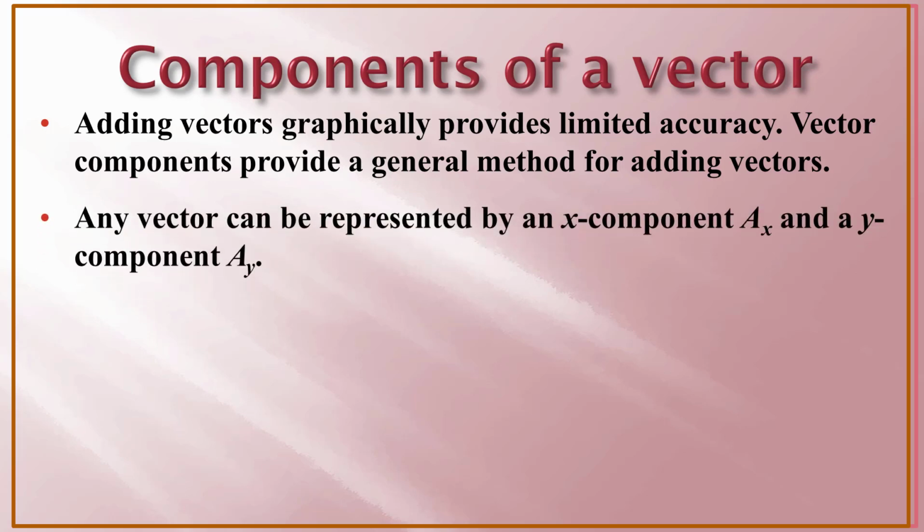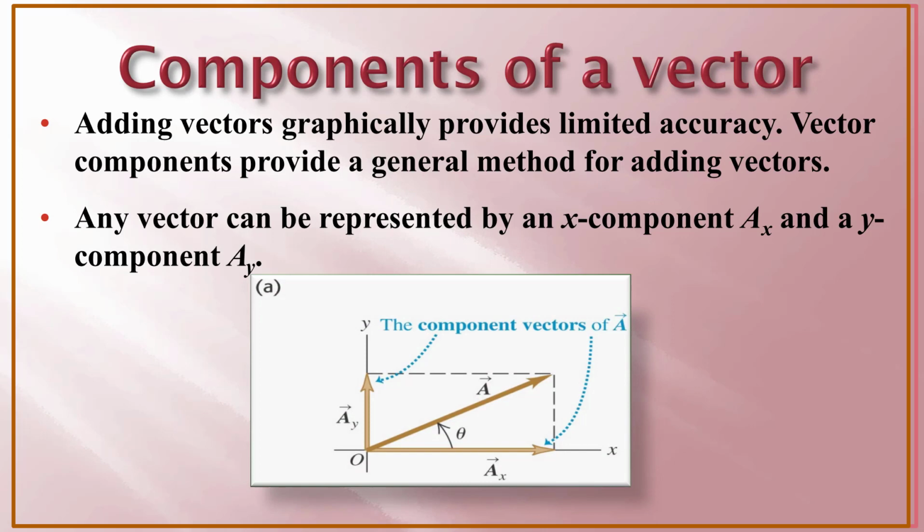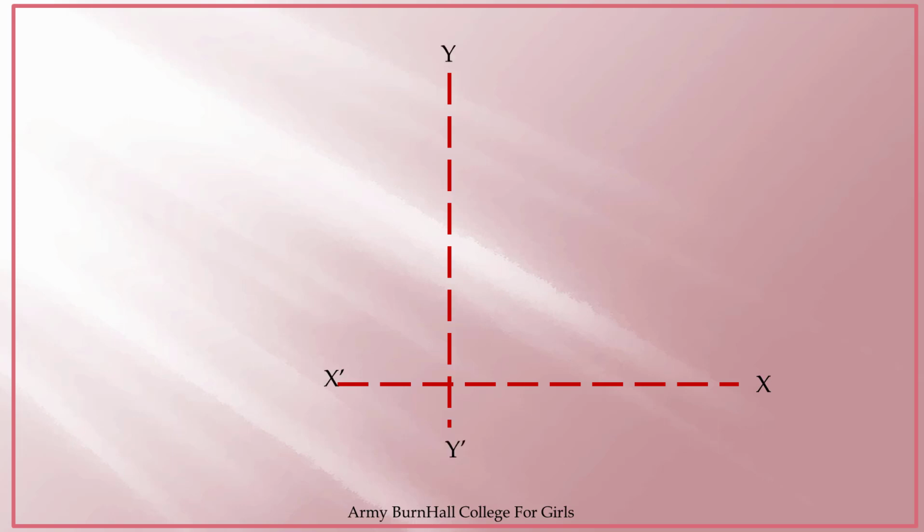Any vector can be represented by an x component Ax and a y component Ay. So if you have any vector, we can resolve it into its x component and y component. Let's check how we are going to resolve a vector. Let's take coordinates x and y. Say we have a vector starting from the origin. The tail of the vector is at the origin and the head of the vector is over here. This vector is denoted as vector A, and don't forget to put the arrowhead. This OP is basically vector A.